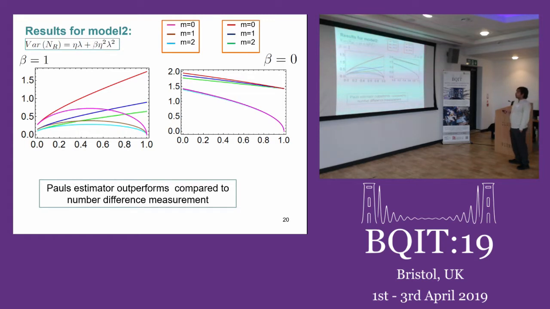Again for model 2, we have made a comparison between the pulse estimator and the number difference, and one can see here the pulse estimator is always better compared to the number difference measurement. Here for beta equal to 0 there is a significant advantage; it is much better compared to the number difference.